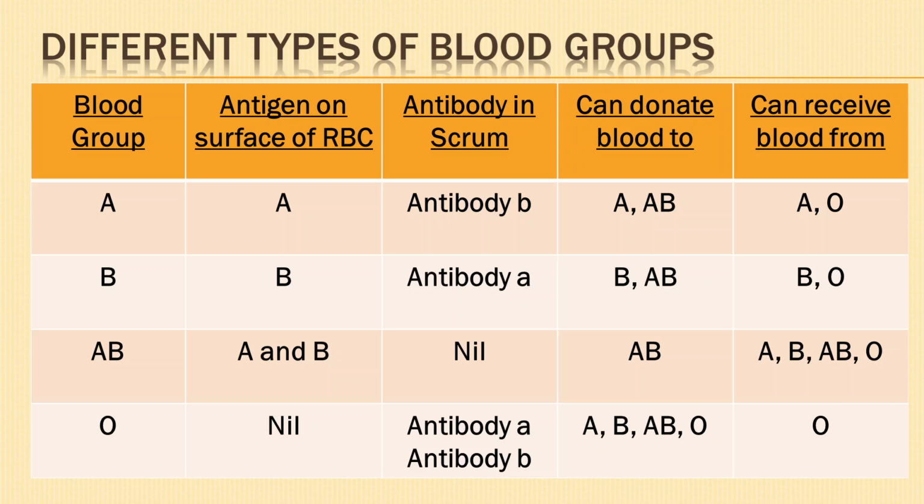Coming to blood group O, the plasma contains both A and B antibodies, but the surface of the RBCs does not contain any A and B antigen. Since these antigens are not present, a person with any ABO blood type can receive this type of blood. Individuals with type O blood group can receive blood only from the same blood type.